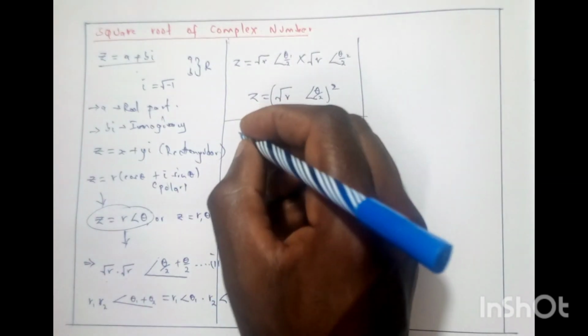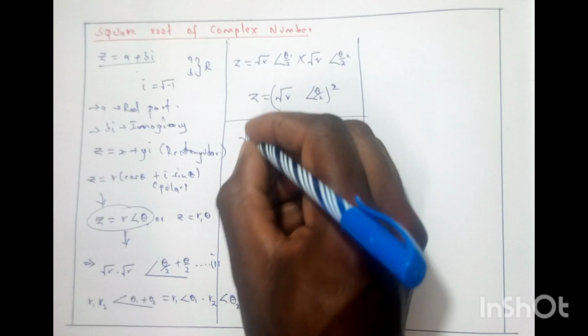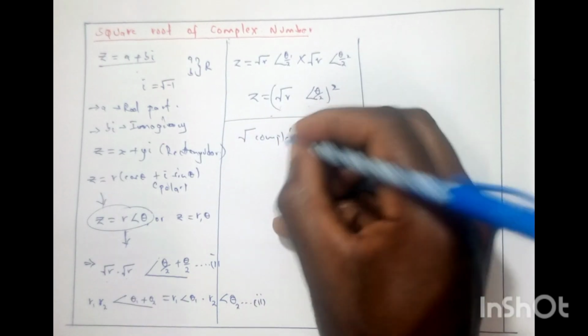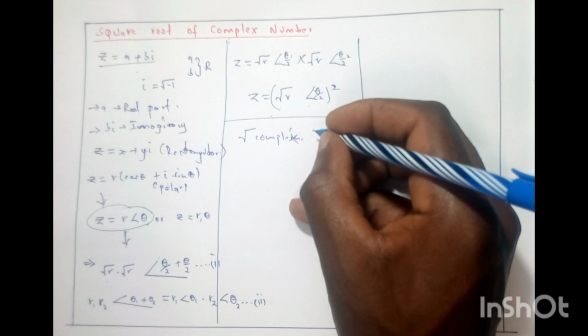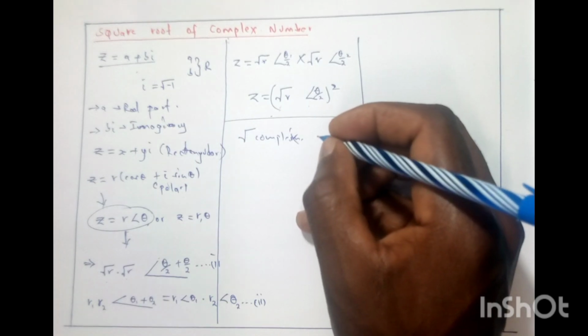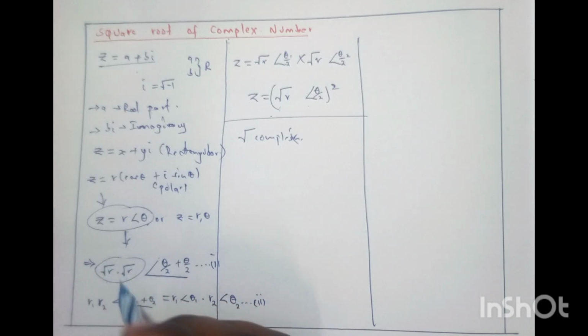Therefore we can say that for us to find the root of a complex number, we can assume that this particular complex number is another complex number having a modulus equal to the square root of the given modulus, and the argument that is half that of the given argument from this particular expression.